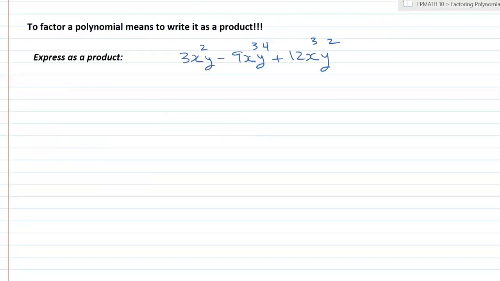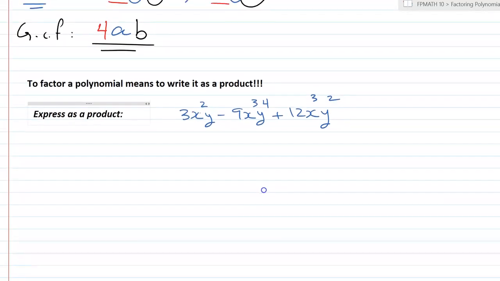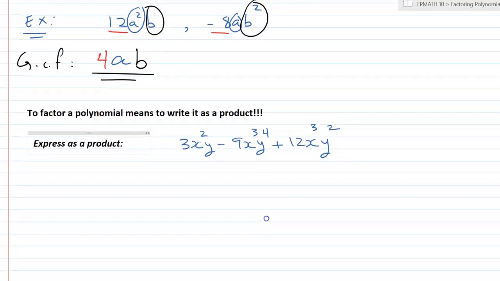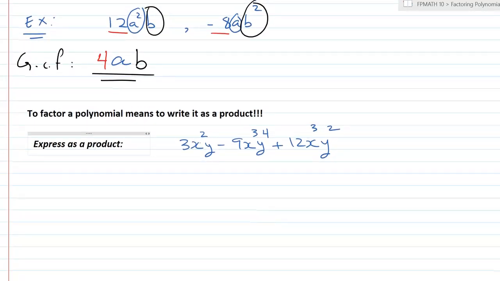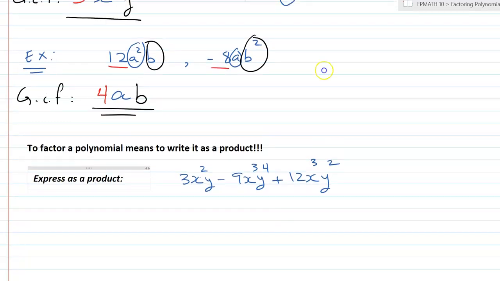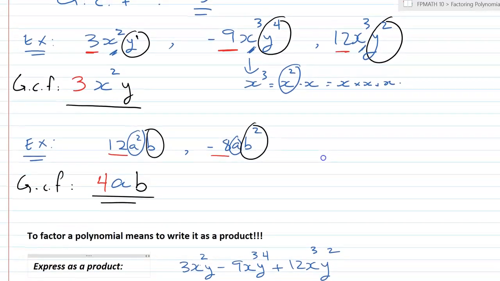All right, so now we're going to incorporate the GCF into factoring polynomials. So this, 3x squared y minus 9x cubed y fourth plus 12x cubed y squared, these are the original three terms that we put up there, the very first thing we did.